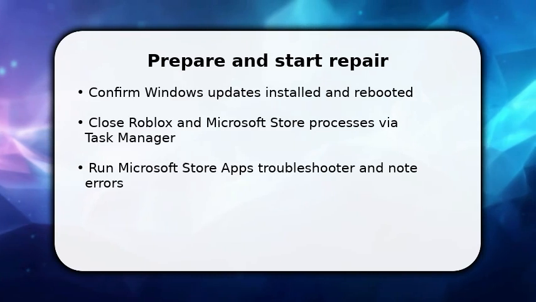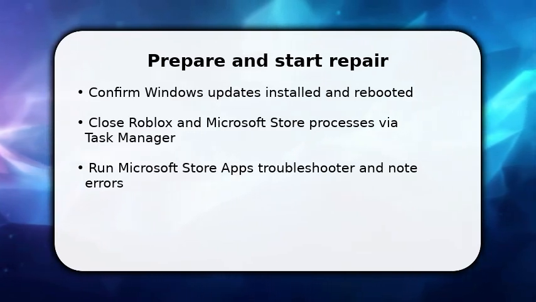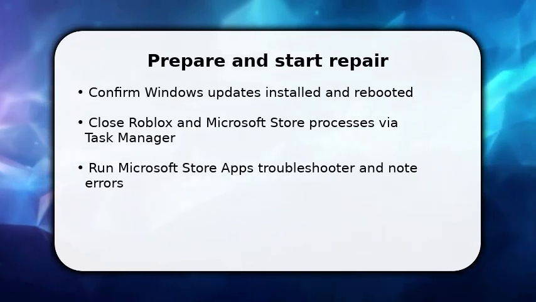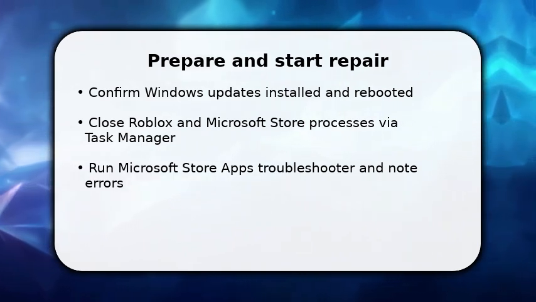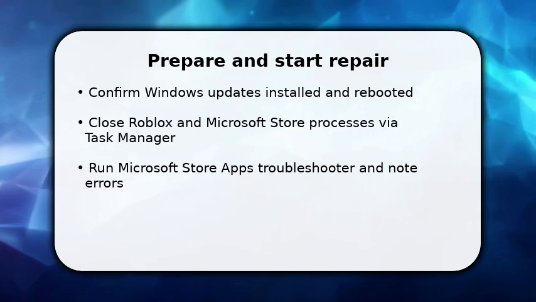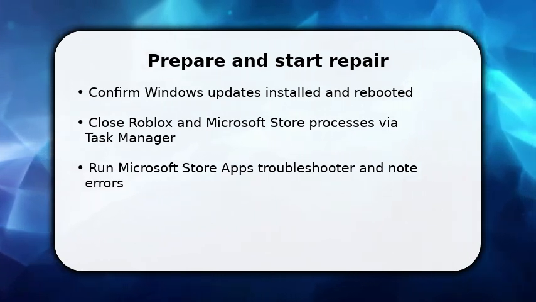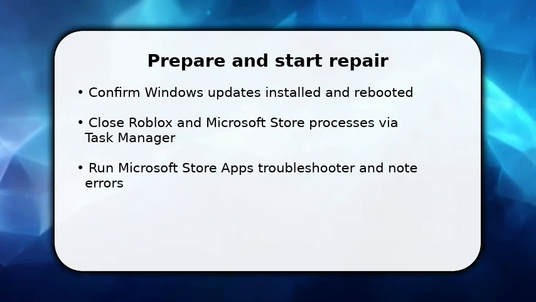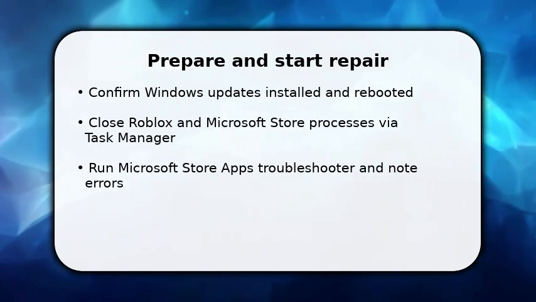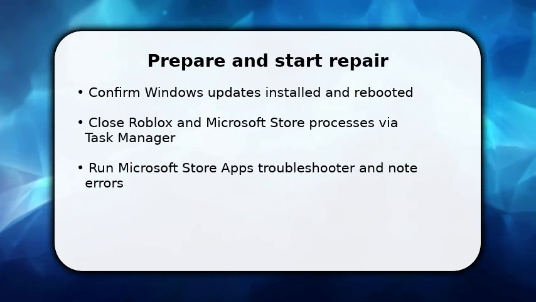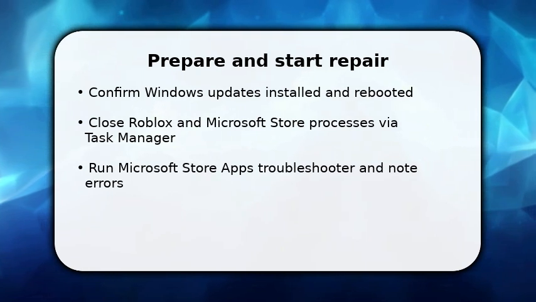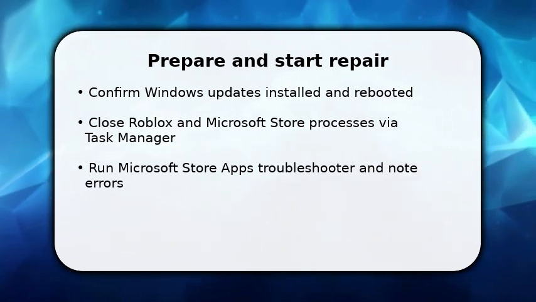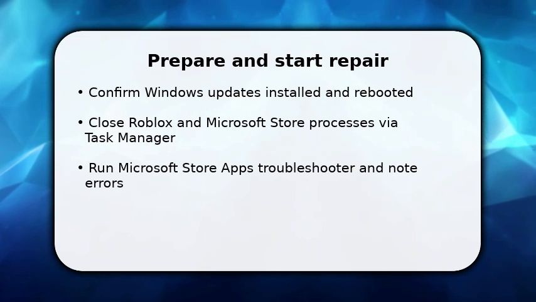You're jumping straight in. First, make sure Windows updates are applied and then reboot so system files are consistent. Once done, open Task Manager and end any Roblox, Roblox Studio, or Microsoft Store processes. This prevents file locks. Next, run the built-in Microsoft Store Apps Troubleshooter to capture common install or app launch faults. Doing these steps ensures you're working from a clean state. They fix many permission and cache issues that prevent the app from starting.